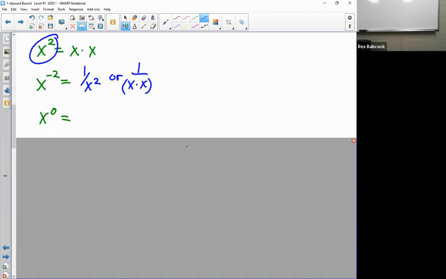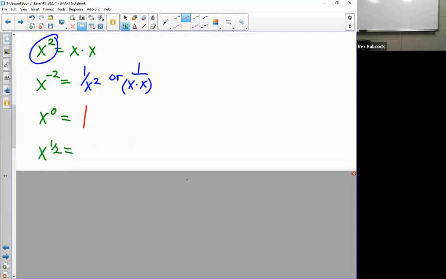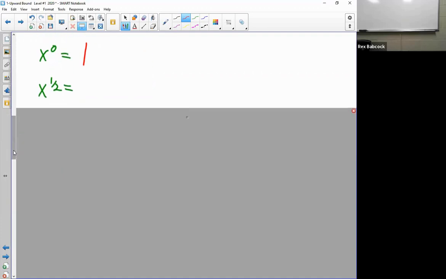What's x to the 0? Come on, say it to yourself. What's x to 0? It is 1. As long as x is not 0. It's true for all numbers except 0. What's x to the 1/2? Well, it's the square root of whatever x is.